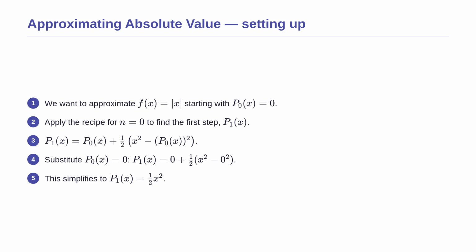Let us calculate the first few steps to see how the shape begins to change. We are given our starting point, P0 equals 0. To find P1, we plug P0 into our iterative recipe. Substituting 0 into the equation makes the math very simple. We get 0 plus 1/2 times the quantity x squared minus 0 squared. This simplifies directly to 1/2 x squared. Our first real approximation is a wide U-shaped parabola. It is completely smooth at the bottom, not sharp, but it is starting to curve upward on both sides, mimicking the general trend of the absolute value function.